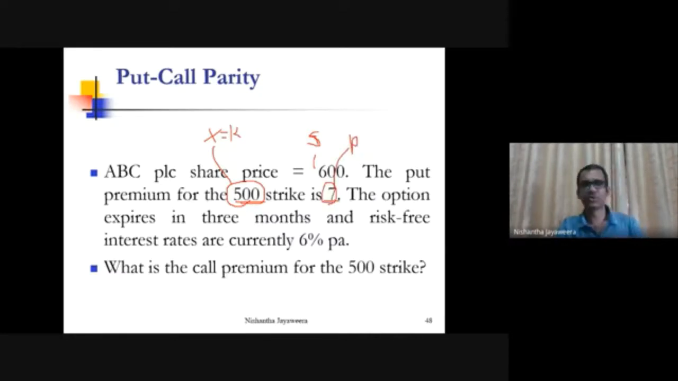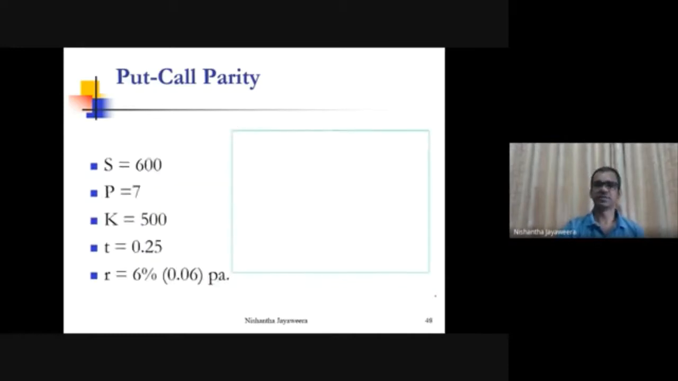Now we need to know what is the time period. It's 3 months. So T should be equal to what? It should be in years. So we use 3 divided by 12. You can't use 3 as T because it should be in years. This is R. So then the question is, what would be the call premium for the same strike, 500 strike price?